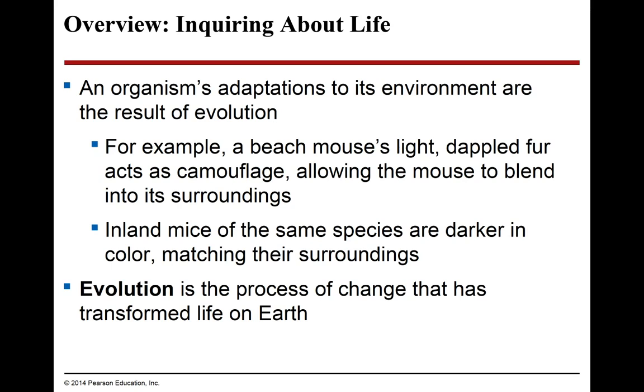So for example, there's two different types of mice. There's a beach mouse. It has light and dappled fur that acts as camouflage. If it's camouflage, it means it blends into its environment. It's going to avoid predation. If it's not being eaten, then it's going to live, it's going to have babies, and it's going to contribute to the gene pool for the next generation. That is the dream for evolution, right?